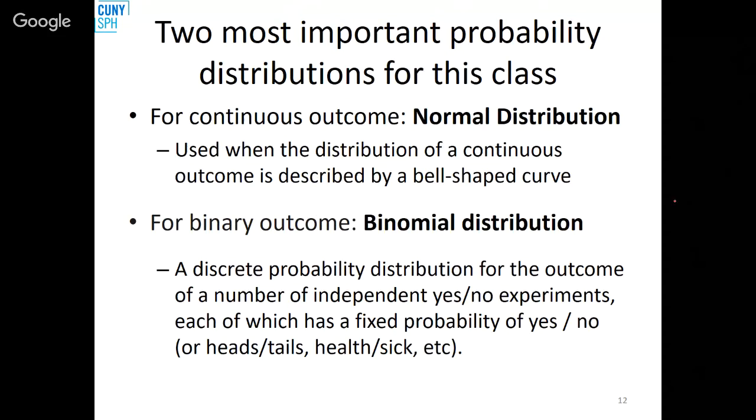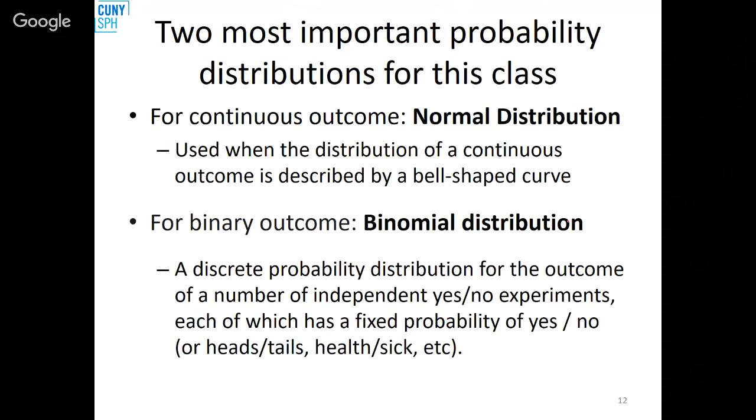And the two most important probability distributions for this class, maybe there's a third one that's pretty close, are the normal distribution for continuous outcomes, and I'll also introduce the t-distribution later, next class, I think it is. And for binary outcomes, it's the binomial distribution. These are the two that I'm going to introduce today.